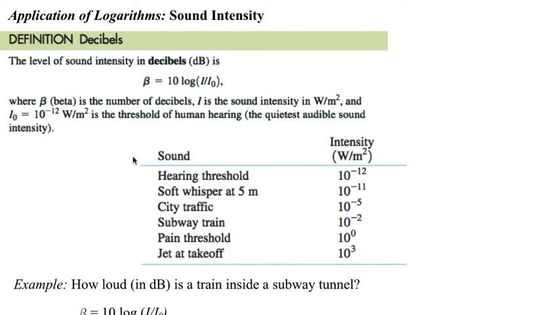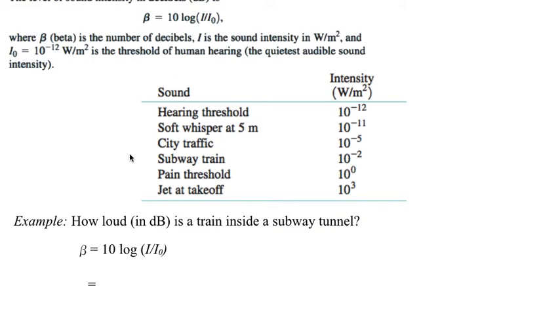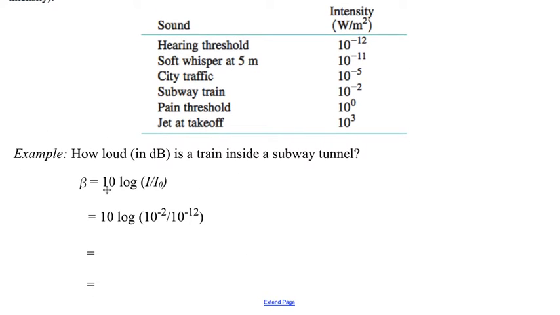So I've given you a table with several different sound intensity values that have been measured and recorded for us. And you would use this when you have a problem such as this. Say you wanted to know how loud a train is inside a subway tunnel in terms of the number of decibels. So you would use the equation that was given above, 10 times the log of I over I sub 0, and then just substitute in 10 to the minus 2 for the value I. So that says that the decibels are equal to 10 times the log of 10 to the minus 2 divided by 10 to the minus 12.